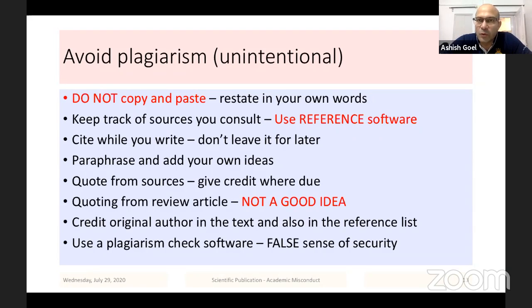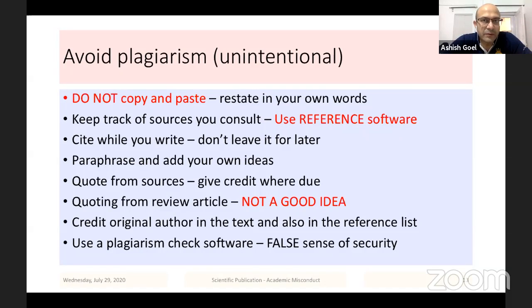If you are quoting from a review article, if you have read a systematic review and you would want to quote one of the studies which is included in that review article, please remember this is not a good idea. You should be crediting the original author or the original study, and you should not be citing secondary references. The primary reference is that particular author and that original study. It's not this review article. So you also always need to credit the original author in the text of your article, and also in the reference list. And finally, you should always use a plagiarism check software.